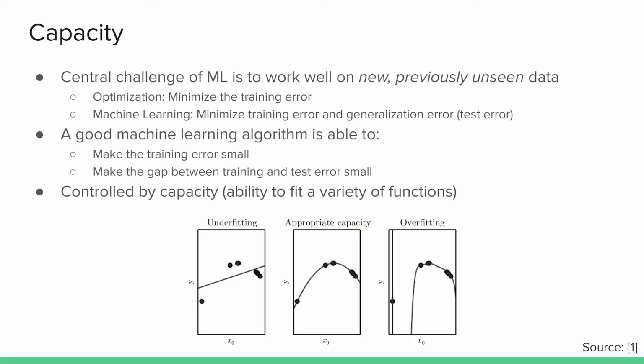And a good machine learning algorithm is able to do exactly these two things. 1, make the training error small. 2, make the gap between the training error and the test error or generalization error as small as possible. And how can you control this? It's the capacity. This is the central parameter that allows us to determine what capacity our network has, how good it can eventually become and fit our underlying function that we're trying to learn here. So it's the ability to fit a variety of functions.